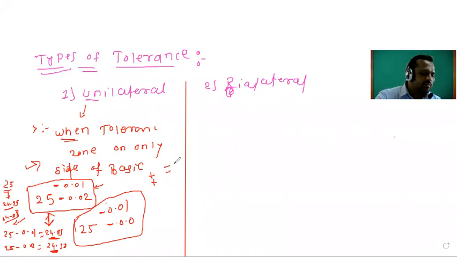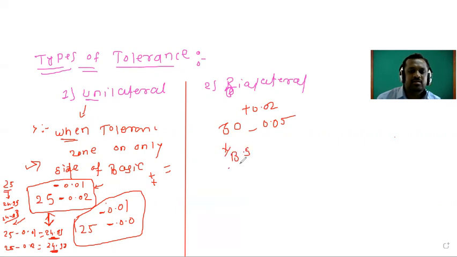Take the next example here for the bilateral tolerances. Suppose 30 plus 0.02 minus 0.05. Now tell me, 30 is nothing but our basic size. Then tell me the upper limit here. Upper limit it will be 30.02.